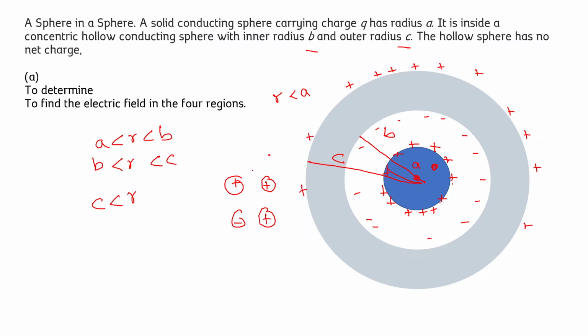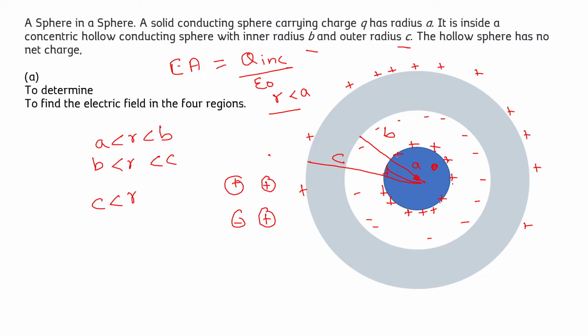And due to this, as we know, the electric flux, which is E into A, depends on the charge enclosed in the body divided by epsilon naught. So for this portion, where R is less than A, the charge enclosed is 0. So here we can say that the value of the electric field will be 0.